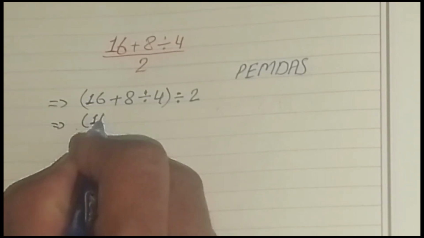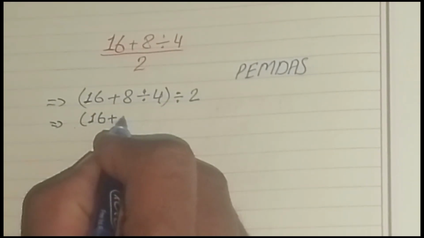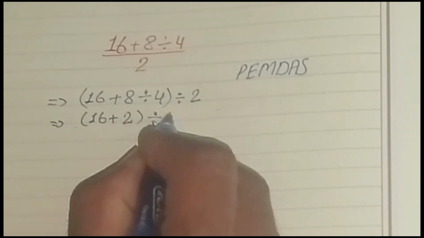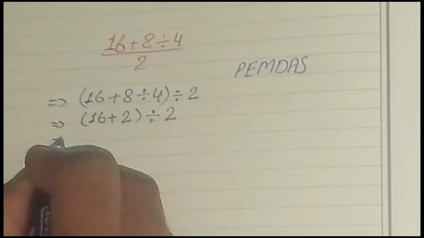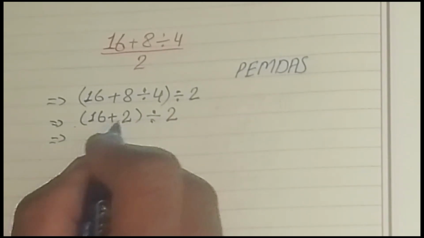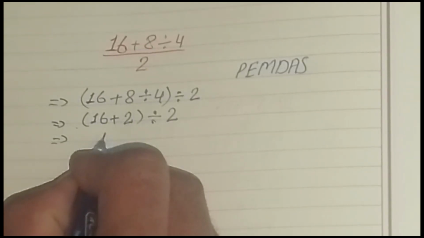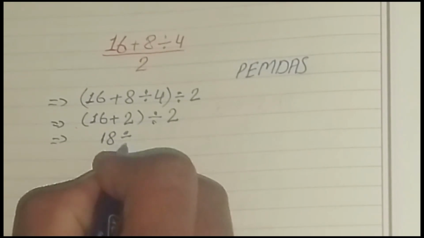16 plus 8 divided by 4, which gives us 2, and the denominator is 2. So 16 plus 2 gives us 18, divided by 2.